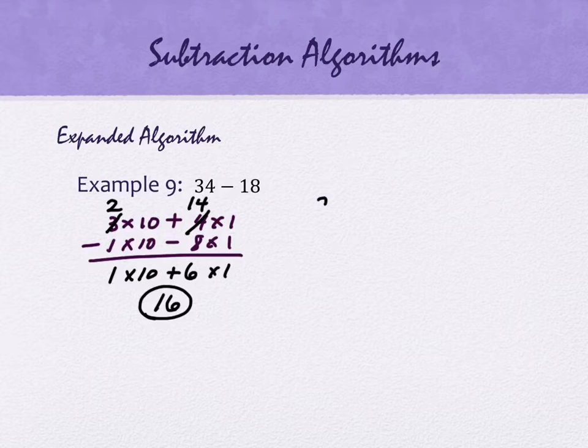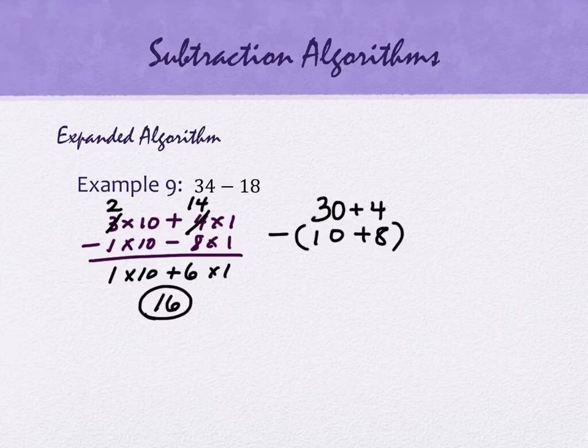Or you can do it with sort of an abbreviated model. This is 30 plus 4, and then I'm subtracting 10, and I'm subtracting 8. Or if it bothers you to write it that way, you can write it like this. Put a plus at the beginning, or in between them, and put a minus in front of circle, in parentheses, something like that.